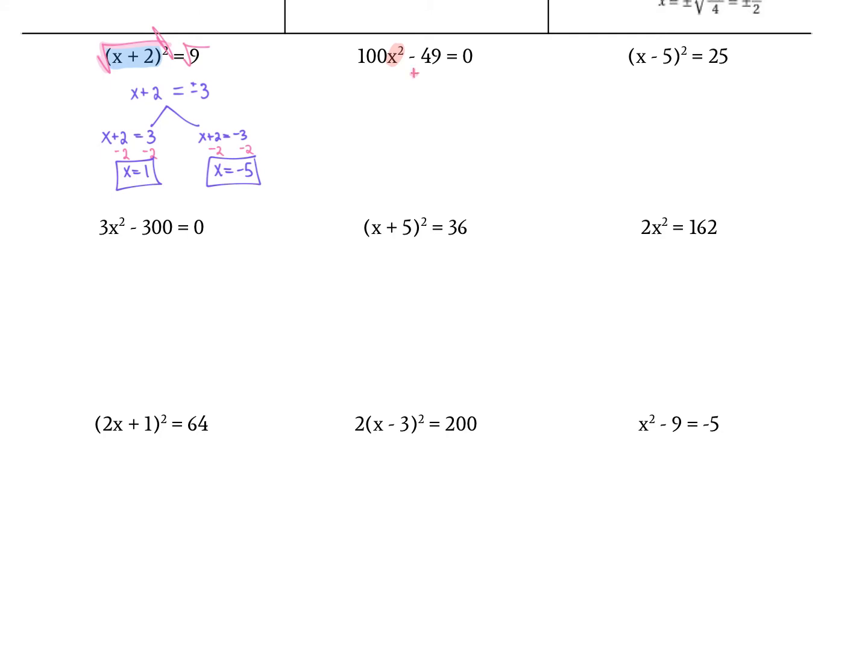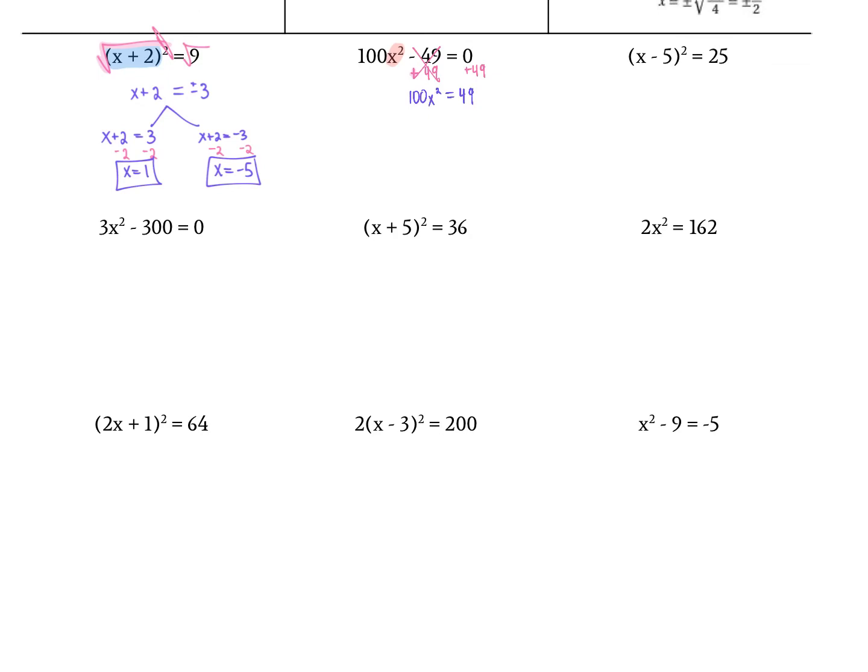So I'm going to go ahead and add 49. And if I do it to the left side of the equal sign, I need to balance it and do it to the right side of the equal sign. So I get 100 x squared equals 49.